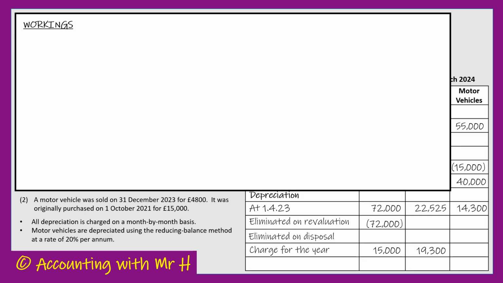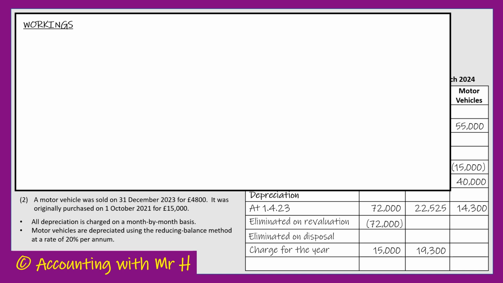Okay, then we come round to the motor vehicles and the depreciation for motor vehicles. In this question, this is where the most workings are going to be because there's quite a lot going on here. We know that they sold a motor vehicle and we're given the dates when they sold it and when they purchased it. And we already know that this company uses monthly depreciation. If I look at that second bullet point, I'm told that motor vehicles are depreciated using the reducing balance method at a rate of 20% per annum.